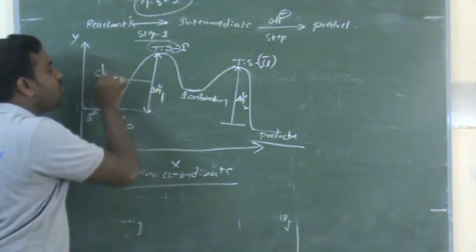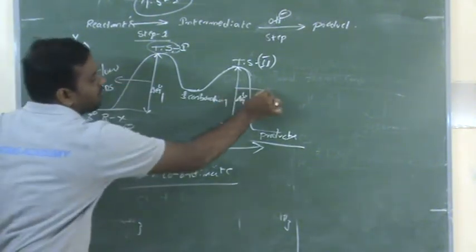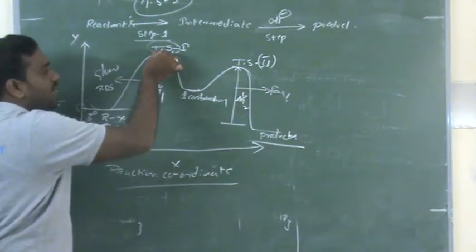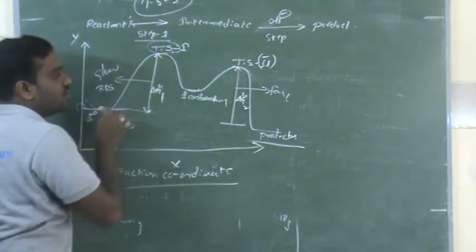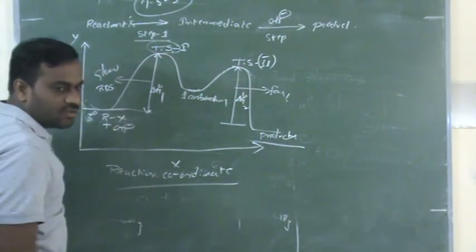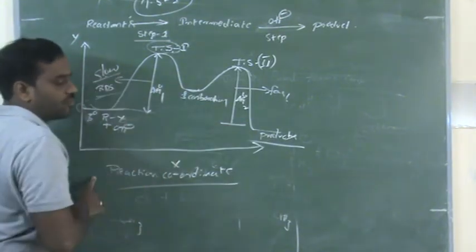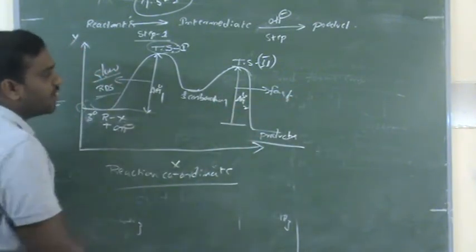This process is very slow, and this is called the rate determining step, and this process is fast. Why? Because going from here to here is going to a higher energy level compared to this energy, and this energy is more, so it requires some time. That's why it is a slow process, and that's why it is the rate determining step. But this is a fast process and it is not a rate determining step.